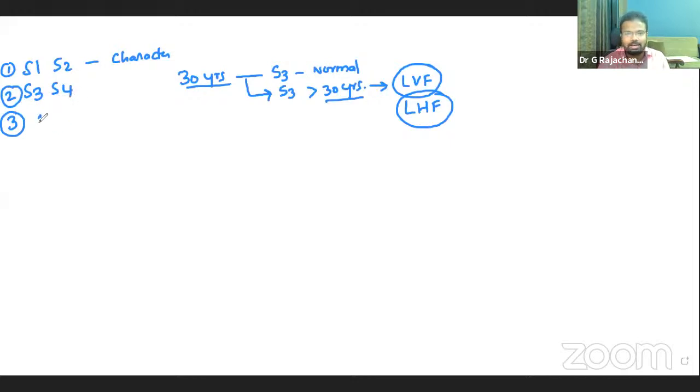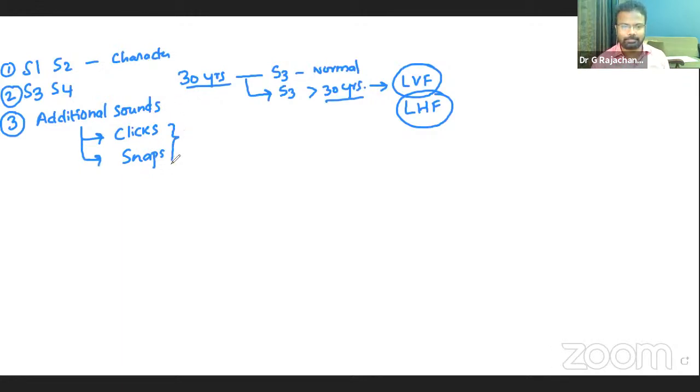And the third point we are going to hear now: this is normal heart sounds, extra heart sounds. Next point comes is additional sounds. These additional sounds are classified as clicks and snaps. Clicks and snaps both are because of opening of the valves.